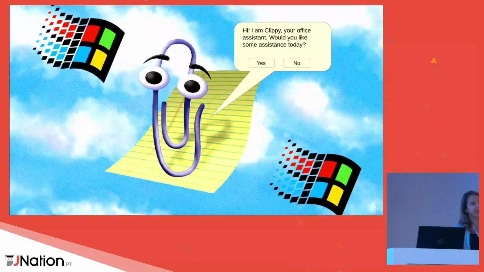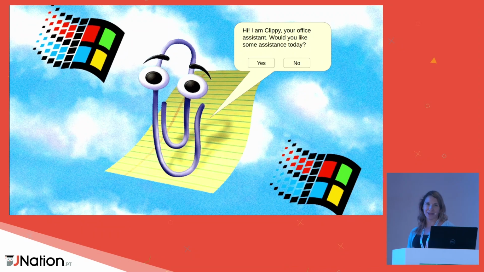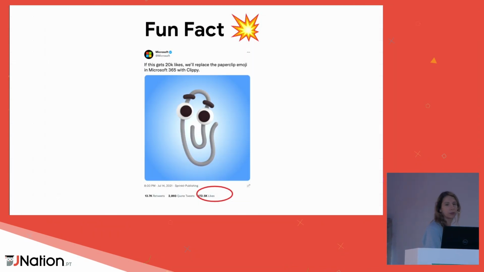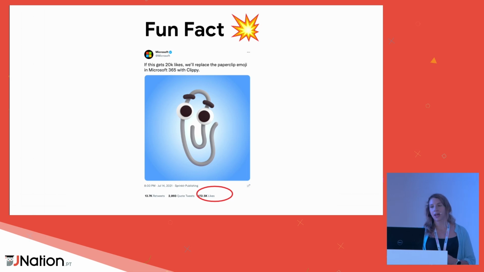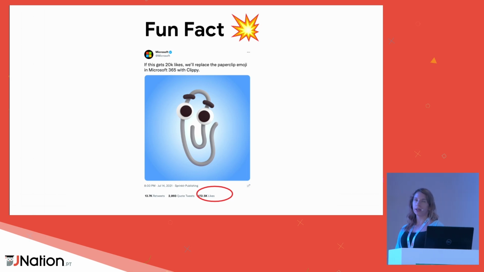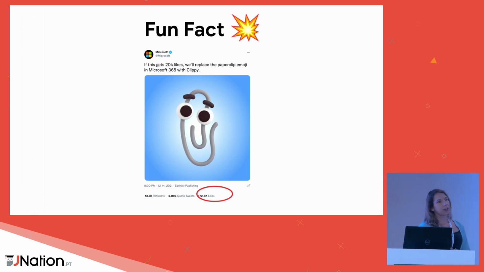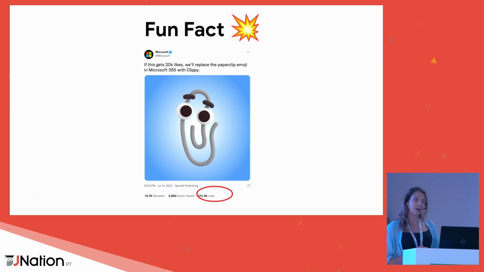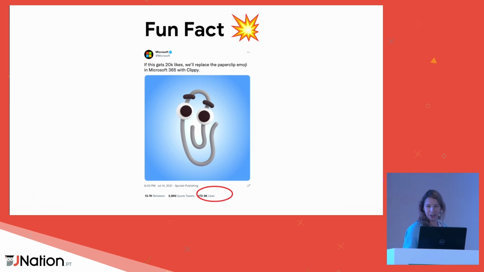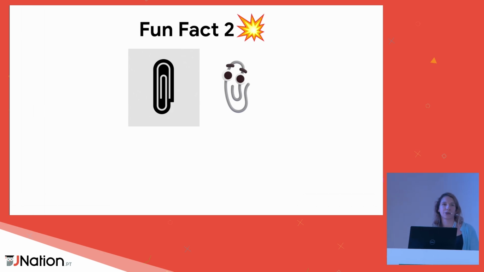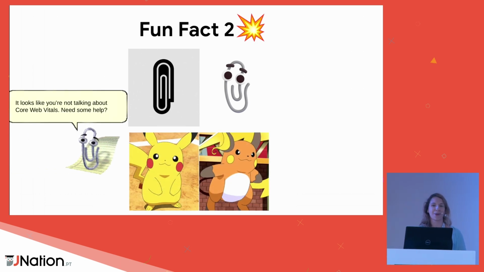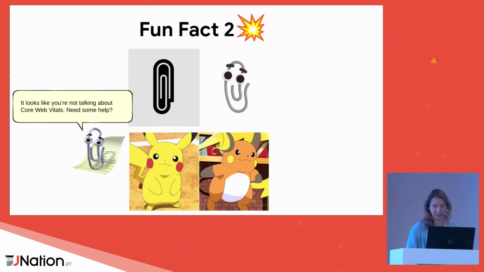And do you remember Clippy, the legendary assistant from Microsoft? And there is a fun fact about Clippy. Some time ago, Microsoft challenged its users and posted this tweet. They wrote that if this tweet received more than 20,000 likes, then they would create a Clippy emoji in Microsoft 365. And as you can see, there are almost 10 times more. So for me, it's evidence that yeah, people like him. And the second fun fact is this Clippy transformation from the initial version in Microsoft to the current one, the Clippy emoji. So for me, it's like a legendary transformation from Pikachu to Raichu, right?